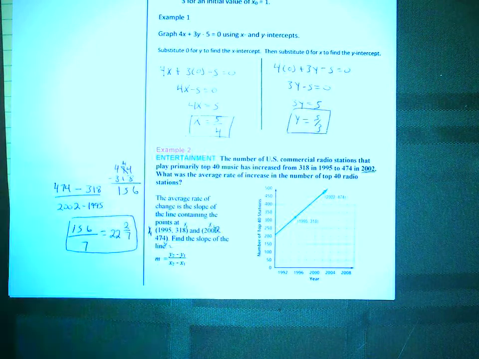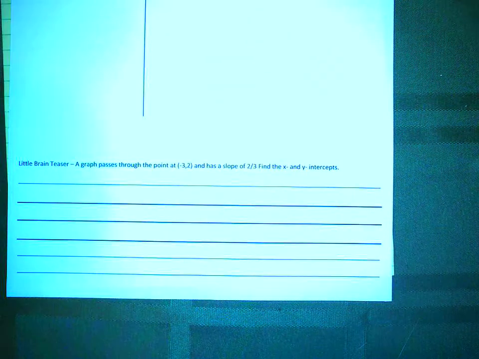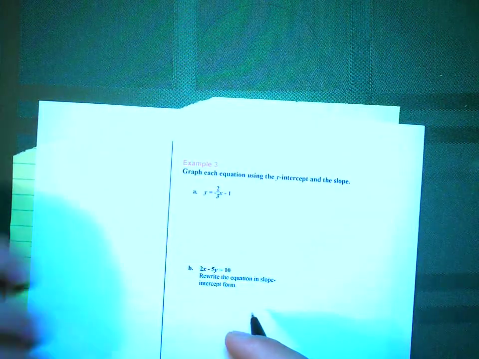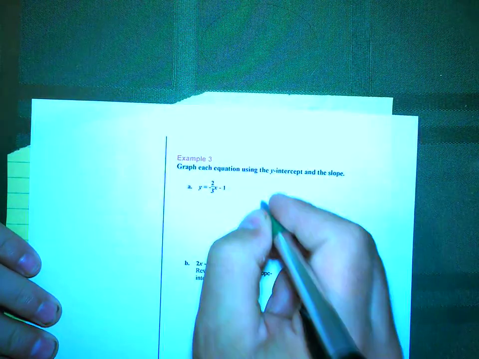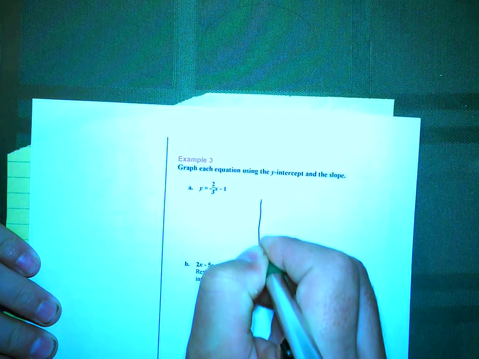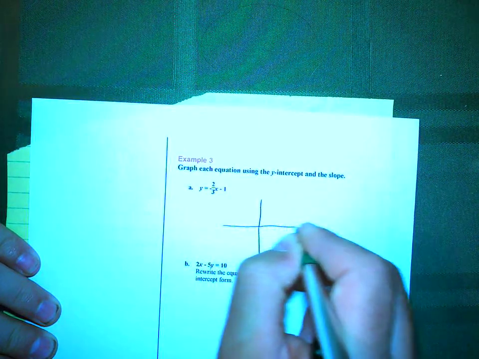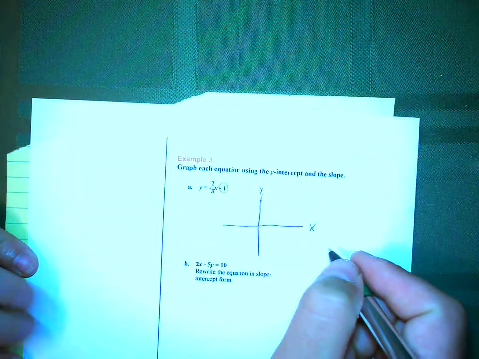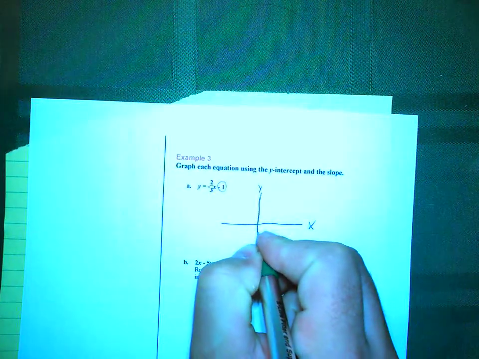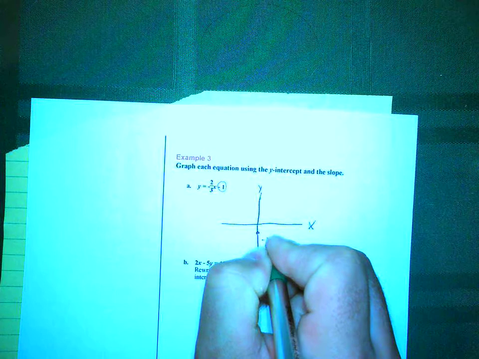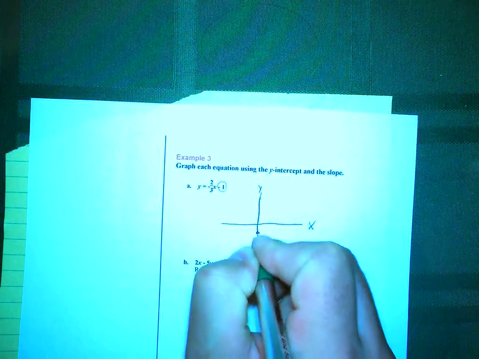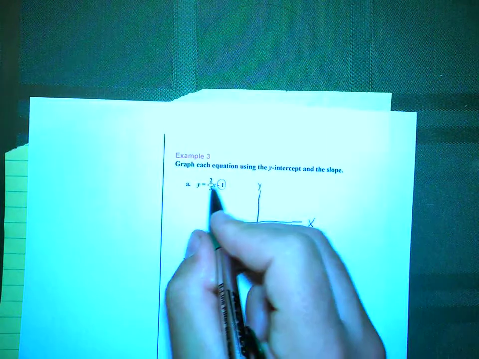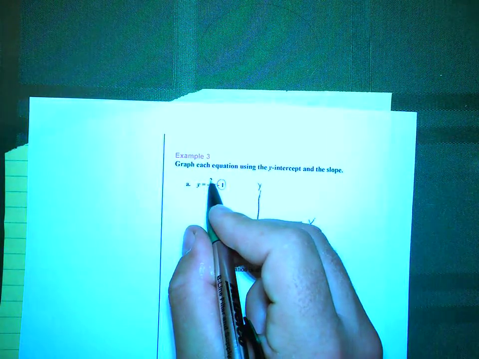Alright. Let's open this up. Let's flip it over. Example number 3. Graph each equation using the y-intercept and the slope. So, not too difficult. Here's what I want you to do. Give me an x and y axis. Mine are not the prettiest in the world. But x and y. Y-intercept is found at b. In this case, b is -1. So, I'm going to come right here and I'm going to plot it. And I'm going to say this is -1, y and 0, x.